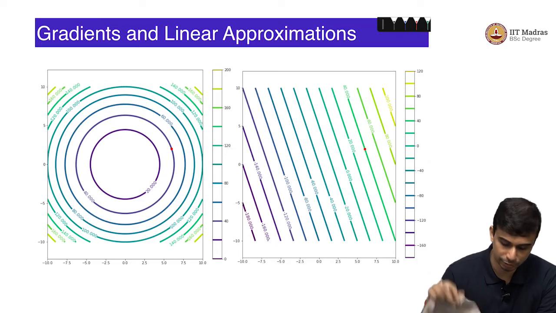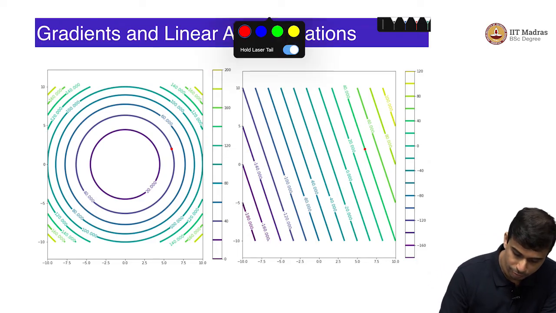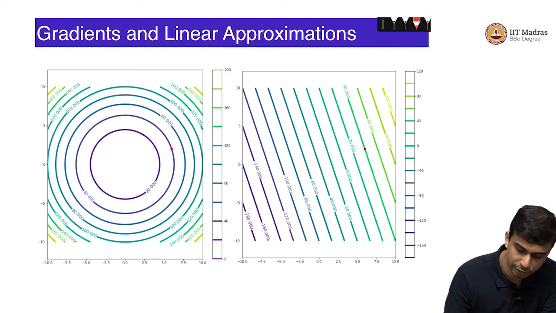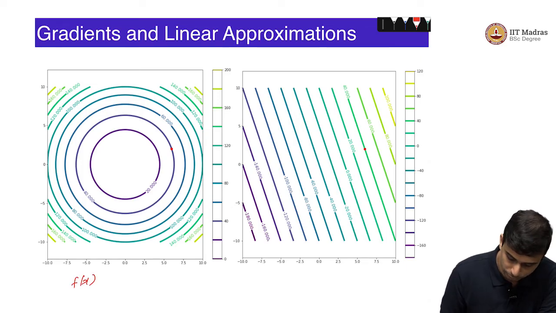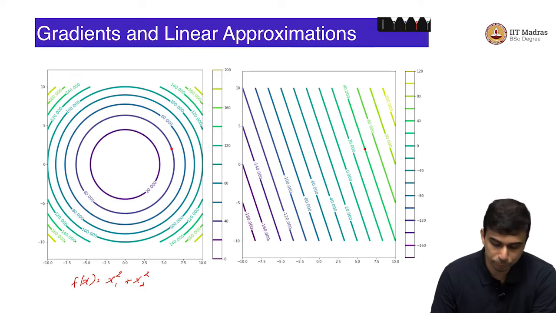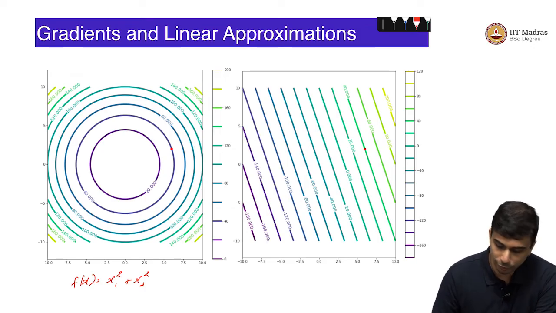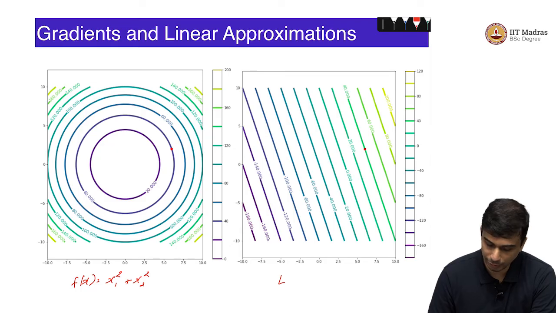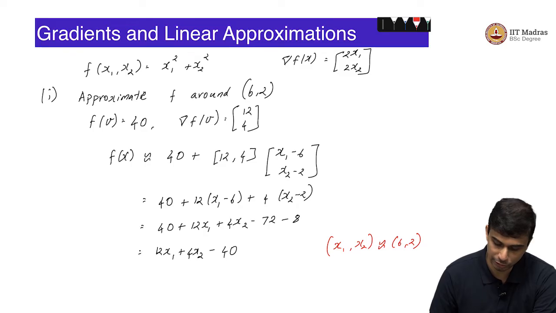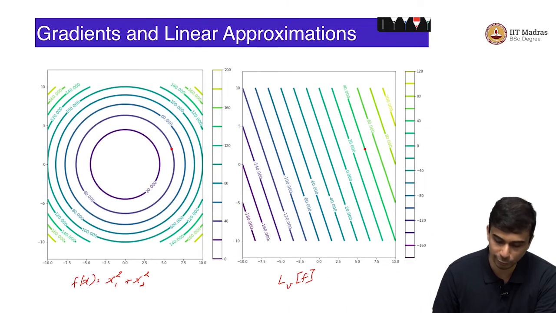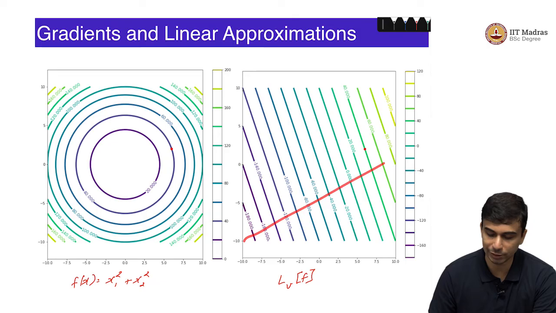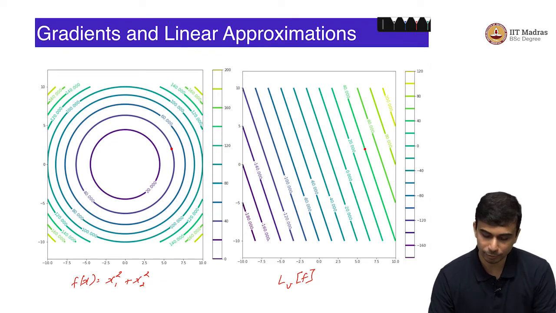Let us visualize this further. Here is a contour plot of the function f, which is f of x is equal to x1 squared plus x2 squared. Here is the point 6 comma 2, and on the right you have the contour plot of the function L_v of f, which we just derived here, just 12x1 plus 4x2 minus 40. And because this is a linear function, you can see that the contours are all straight lines and they are equally spaced. This is a linear function.